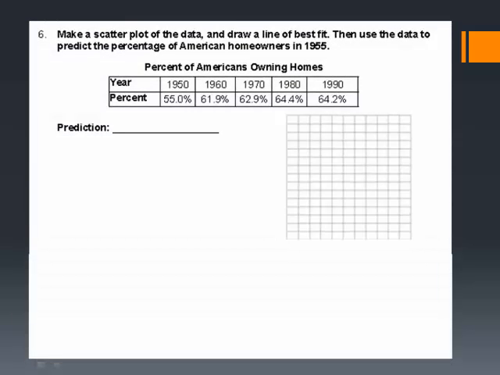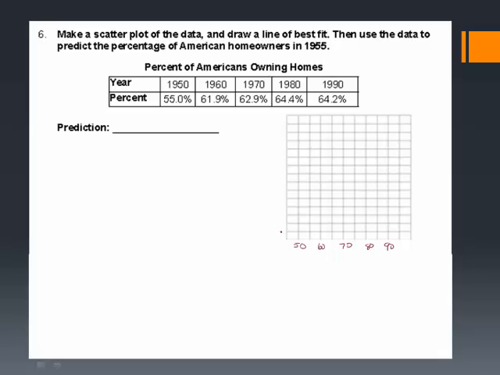For our next example, we're going to make the scatter plot, we're going to draw a line of fit, and then we're going to use the data to predict the percentage of American homeowners in 1955. So we have this piece of graph paper, and we have the years. We're going to put that across the bottom. So I have 1950, I'll say 60, 70, 80, and 90.